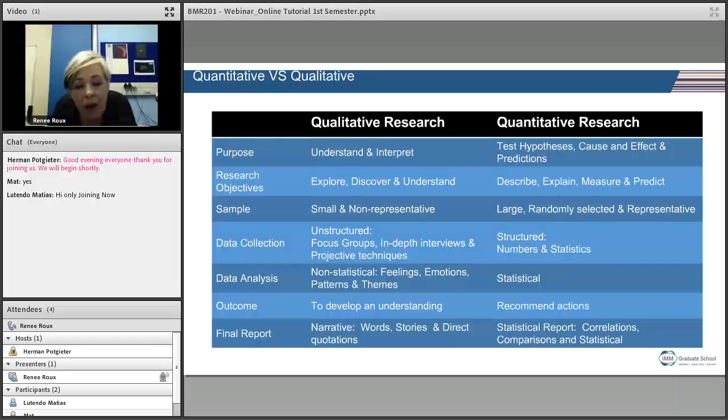And the outcome ultimately is also different. The final report is then different because with qualitative, you use words, you use stories, you use direct quotations. It's all about the narrative. Whereas in quantitative, it's all about the statistics, the numbers. So it's very important to understand the difference between the methodologies and how you collect the data differently.